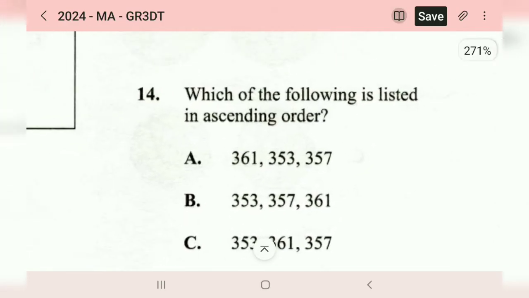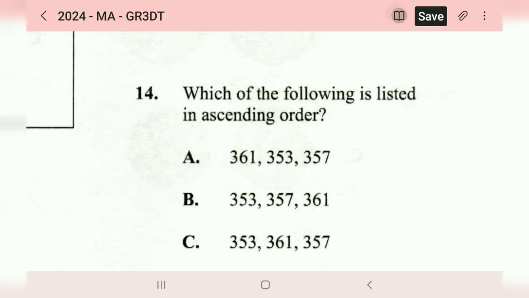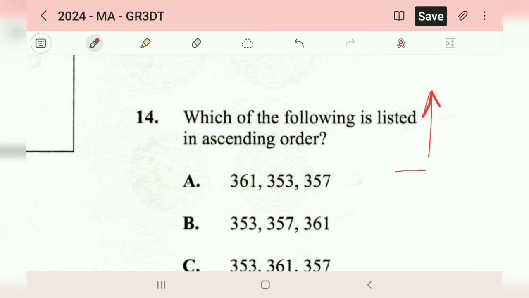Number 14. Which of the following is listed in ascending order? Ascending means we're going up, from the lowest to the highest, smallest to the biggest, least to the greatest. So we're looking at 300 for all of them. So we're going to use the tens column to determine, all right? We're looking at the tens column, which would be 6, 5, and 5. From the least, we see that 5 and 5 are together with this one. So we're going to use the ones column now. We know that the first number must be 361. And if you find a 361, then you don't need to go any further.